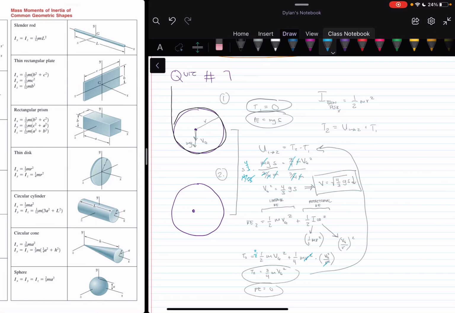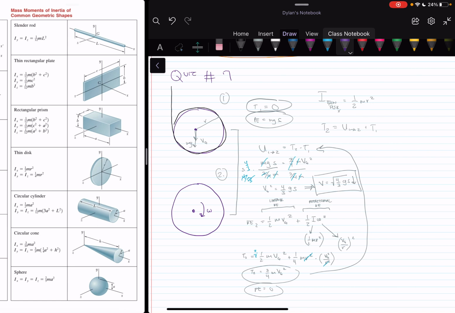This is Dylan Sieverts going over quiz number 7. And basically it's, is this quiz number 7? Oh yeah, it is.